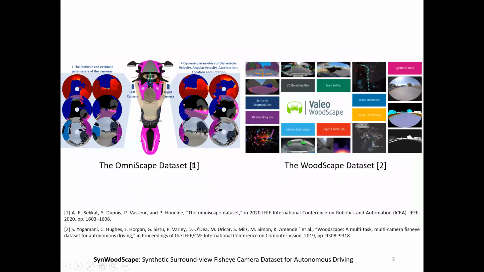As you may know, datasets containing omnidirectional images with ground truth for computer vision tasks are very scarce. We can cite OmniScape, which is a synthetic dataset of omnidirectional images with ground truth for semantic segmentation, depth, and dynamic parameters of the ego vehicle captured using a motorcycle. And WoodScape, which is a dataset containing real fisheye images captured using 4 cameras mounted on a car to achieve a surround view system with ground truth for semantic segmentation, instance segmentation, detection, and much more.